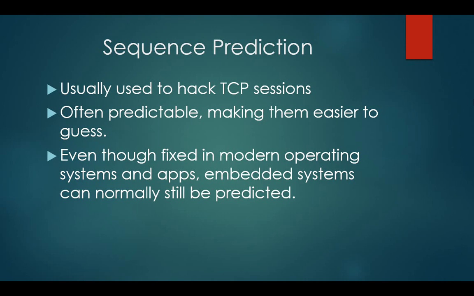Sequence prediction is usually used to attack TCP sessions. TCP sessions are often predictable. This makes them easier to guess. Even though this is fixed in modern operating systems and applications, embedded systems can normally still be predicted.